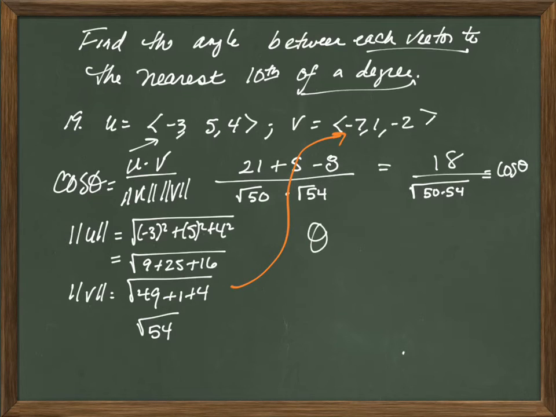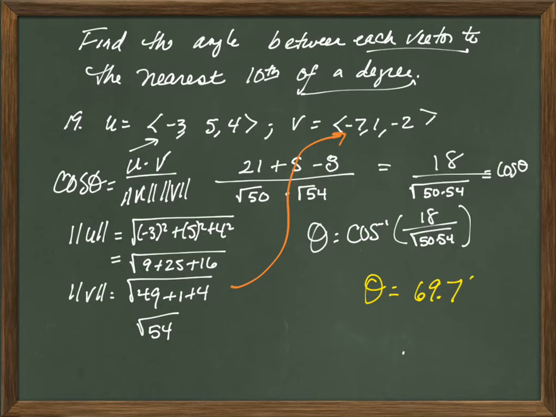So theta is equal to the inverse cosine of 18 over the square root of 50 times 54. So put that into your calculator, and you should get, drum roll, theta is equal to 69.7 degrees. So that was number 19, and we'll do number 20 now.